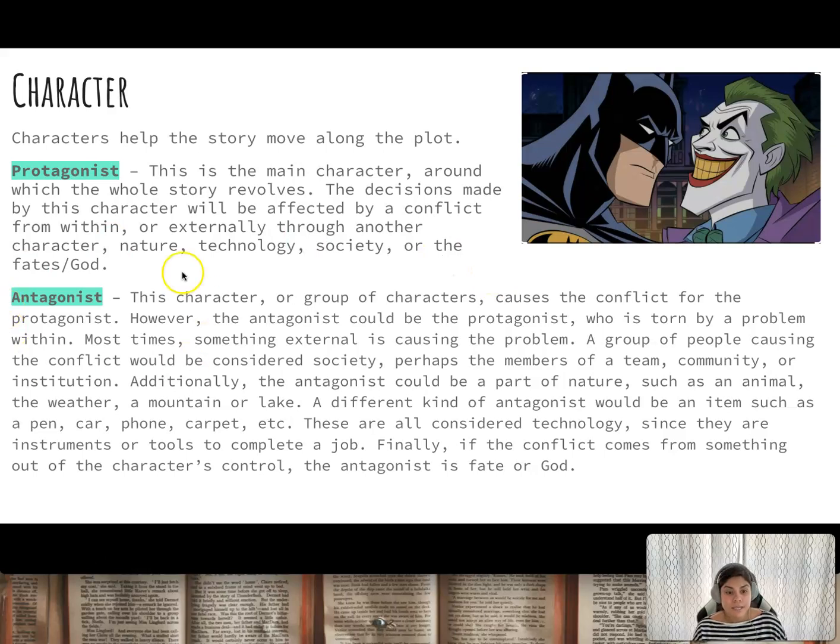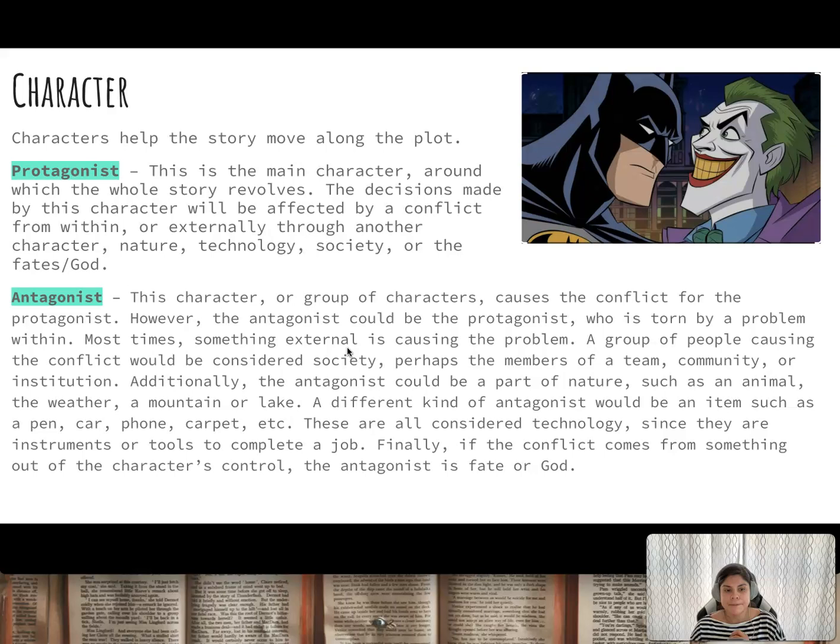Next, we have our antagonist. So this is the force. And again, I say force because it may not necessarily be a person or one individual. It could be a group of people. It could be a community, an institution. It could also be part of nature, such as an animal, the weather, a mountain or lake, etc. So it doesn't necessarily have to be a person.